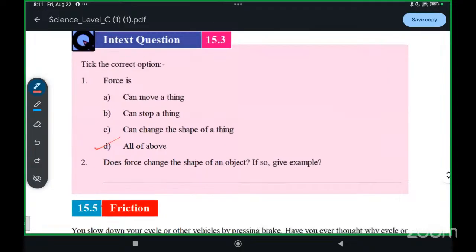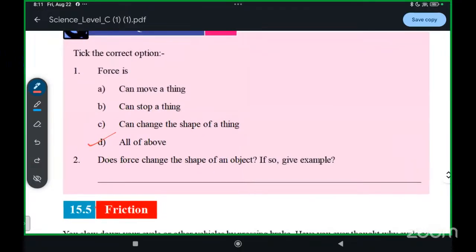Now, does force change the shape of an object? If yes, give an example. Can you both give an example when force changes the shape of an object? Ma'am, if thrown hard enough, it can sometimes put dents in walls.